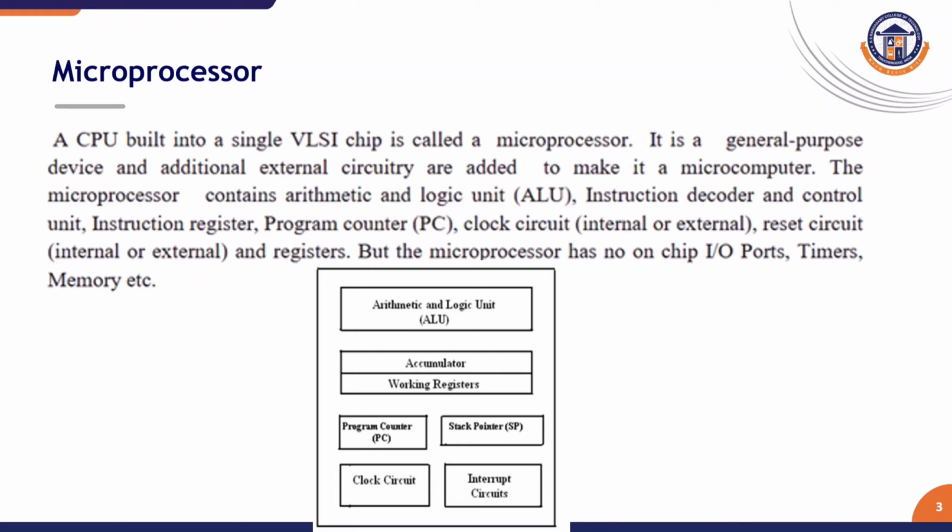I hope we all know about the microprocessor. A CPU built into a single VLSI chip is called a microprocessor. It is a general purpose device and additional external circuitry is added to make it a microcomputer. The microprocessor contains arithmetic and logical unit, instruction decoder and control unit, instruction register, program counter, clock circuit, reset circuit and registers. But the microprocessor has no on-chip I/O ports, timer and memory.